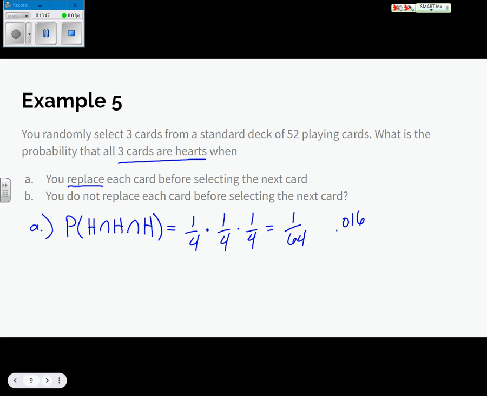Well, so that was independent. Look at part B. I'm not replacing the heart. Suddenly, when I don't replace the heart, my sample space is going to change. So we're going to hit pause again on the video. I'm going to work it while you work it and see if you can work it with that sample space changing and what's going to happen to my percentage. We'll see if it goes up or down.